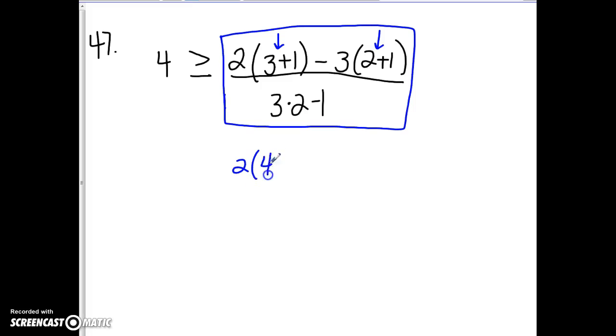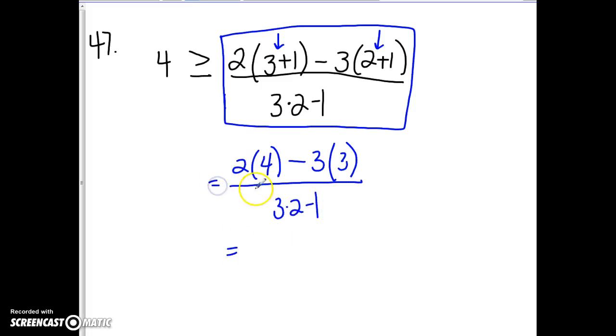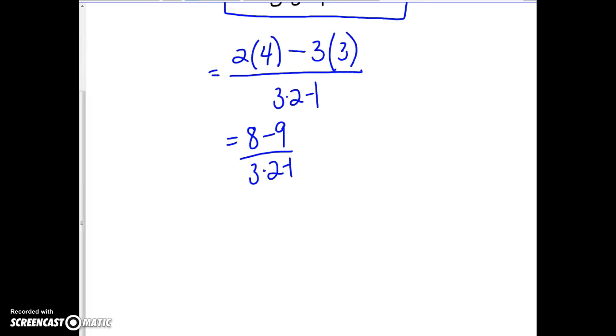So 3 plus 1 is 4, so I'm going to replace that with 4. And then 2 plus 1 is 3. And then I'm going to keep going with just my numerator. So 2 times 4, multiply those together. Multiply 3 times 3. Okay, and then 8 minus 9 is negative 1. So my numerator is negative 1.